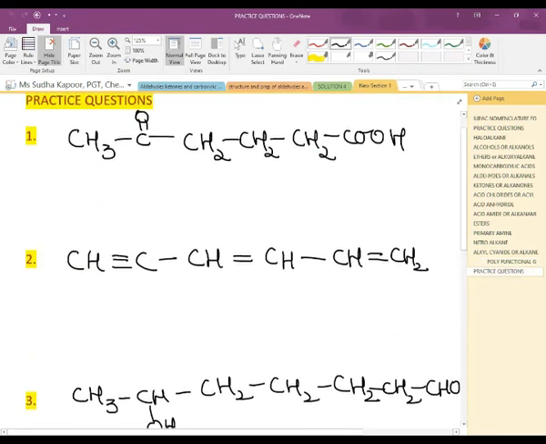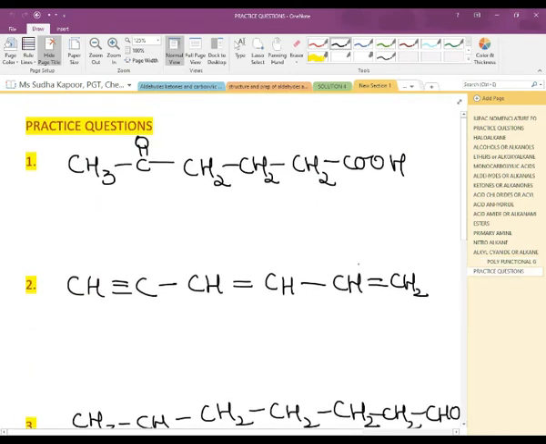Now the first case, some practice questions regarding the presence of more than one functional group. In the first case, there are two types of functional groups, COOH and CO. We know that COOH is the main functional group, which is the oic acid. So numbering it is 1, 2, 3, 4, 5, and 6. Then we will use the prefix and suffix accordingly.